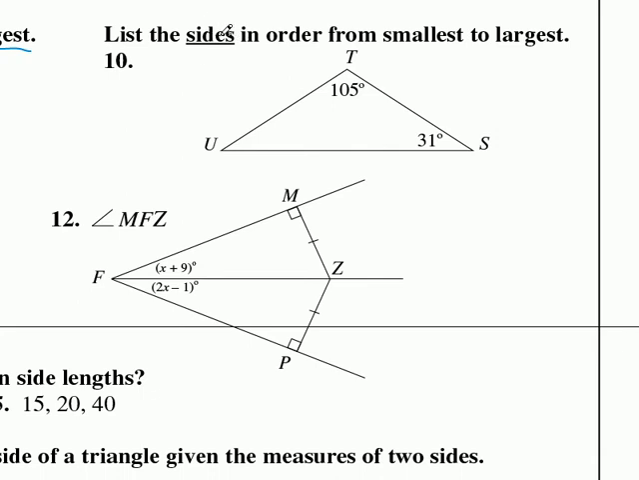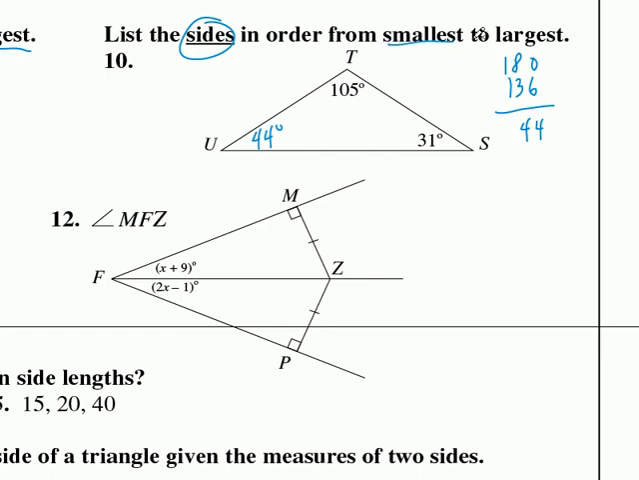What about this one? List the sides in order from the smallest to the largest. Well, first of all, we're missing this angle right here. Let's find this angle first. Okay, so this is 105 and this is 31, so it's that 136, right? So how do you get that one? Take it away from 180, and so what's that? 44, is that right? Okay, so I think it's important to find that one right there.